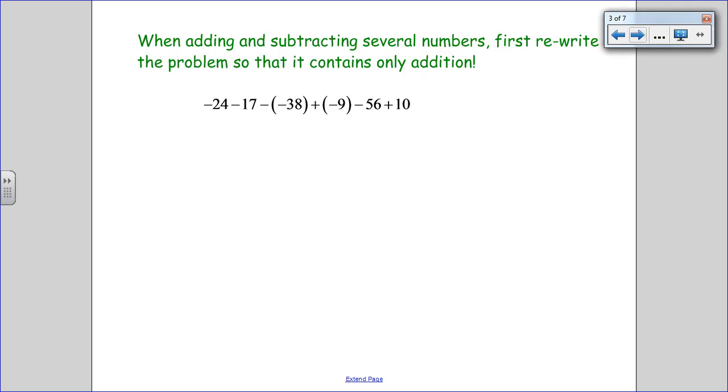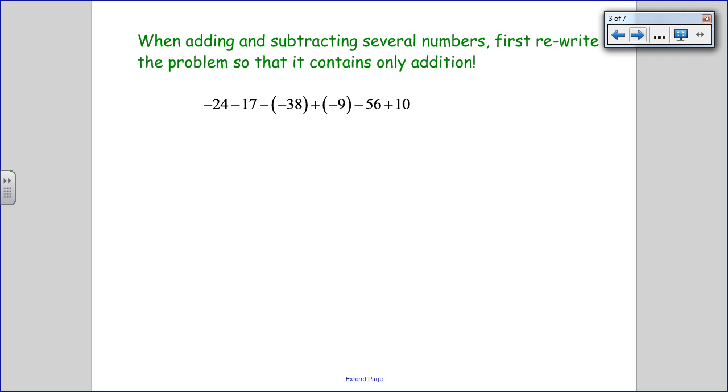What about problems that involve addition and subtraction of several numbers at once? The best way to do a problem like this is to first rewrite the problem so that it contains only addition. At that point, we can then use the commutative and associative laws to reorder and regroup the numbers we're adding in order to finish the problem.